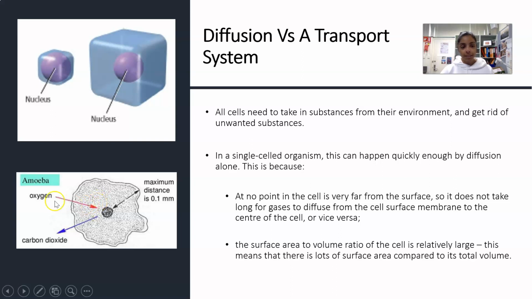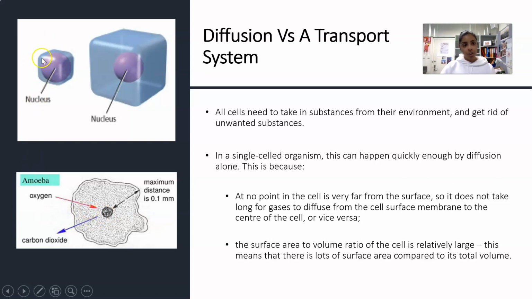What that means for this amoeba is that oxygen can diffuse into the cell in any direction really quickly, and carbon dioxide, which we know is a toxic gas, can leave in any direction really quickly. So it doesn't actually need some sort of transport mechanism to do that. It can rely solely on diffusion.